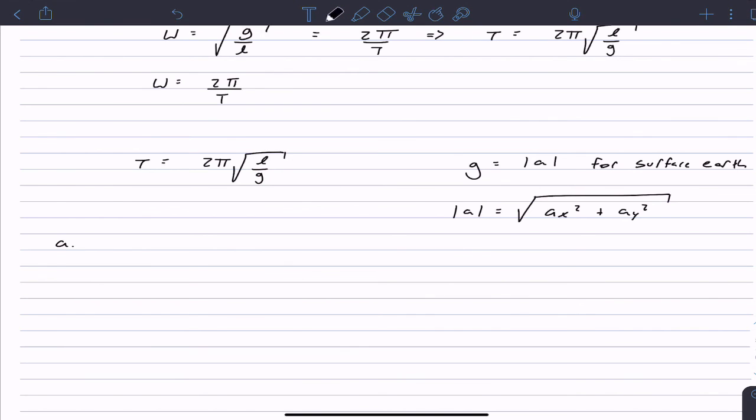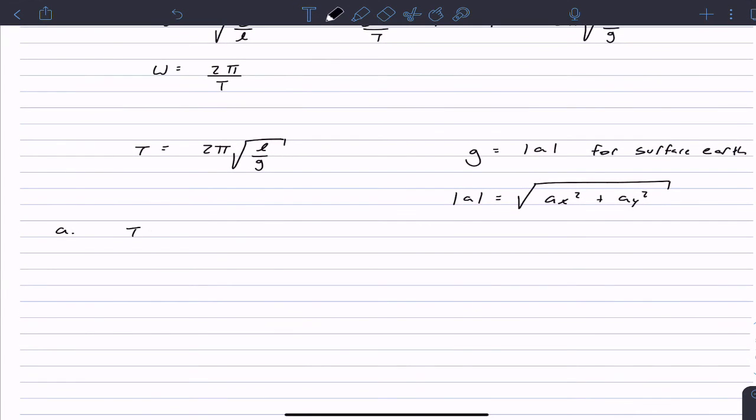So for part A, nothing has changed. The acceleration is the acceleration at the surface of the Earth because it's in a physics lab. So the period of the pendulum is going to be 2 pi square root of 1.5 meters over 9.81 meters per second squared. Okay, that's the first one, and that gives you a value of 2.46 seconds.